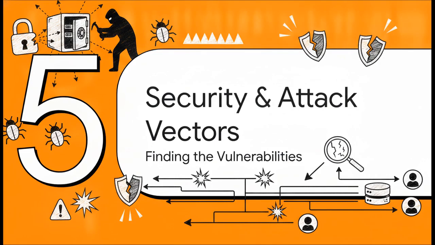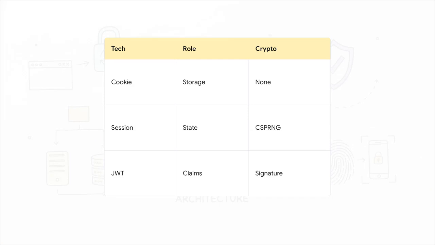Moving on to Section 5, Security and Attack Vectors. Let's flip the script for a second and look at all of this through the eyes of an attacker trying to pull off a heist. Where are the actual vulnerabilities? This breakdown perfectly aligns our three technologies and clarifies exactly what an attacker is up against.